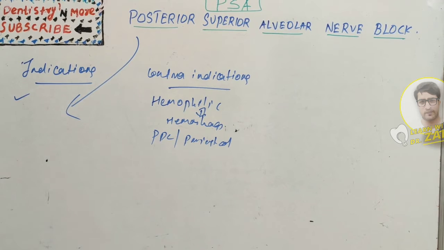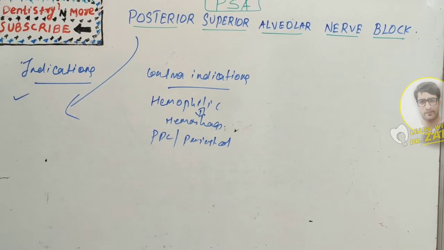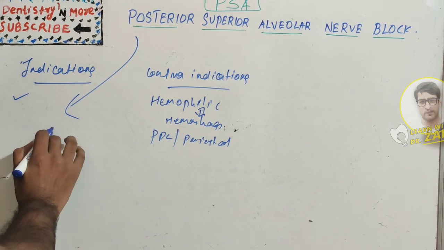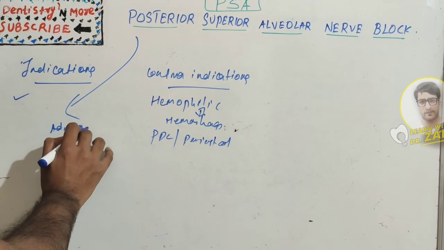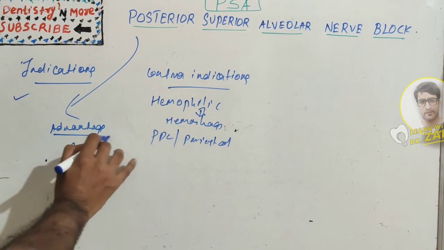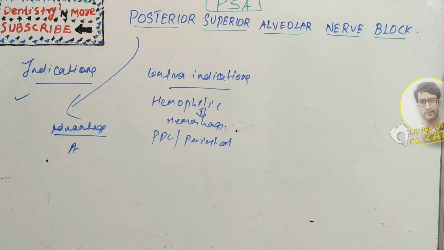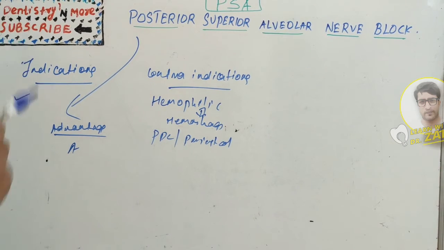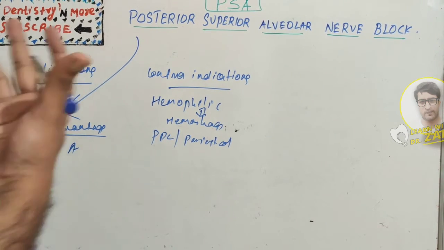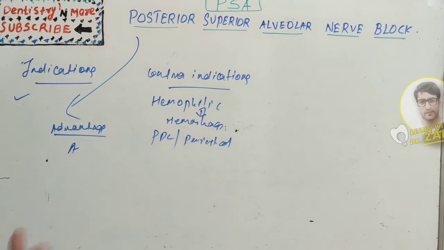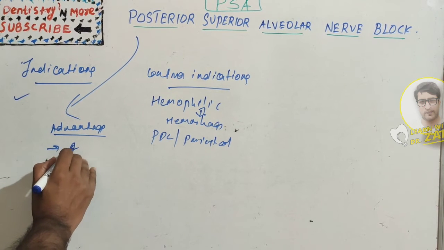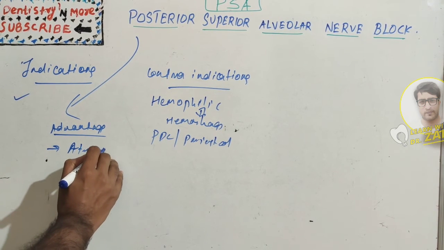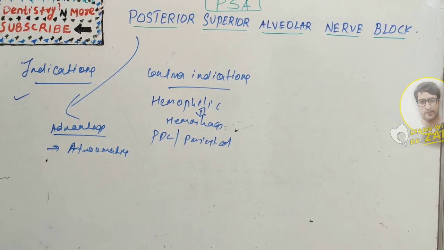So what are the advantages? The foremost advantage is that it is very atraumatic and has a high success rate. We are not getting any bony resistance, so the needle is just piercing through the soft tissues. The patient also won't feel much pain, so that is why it is one of the most atraumatic injections.